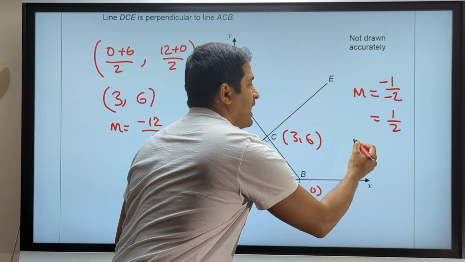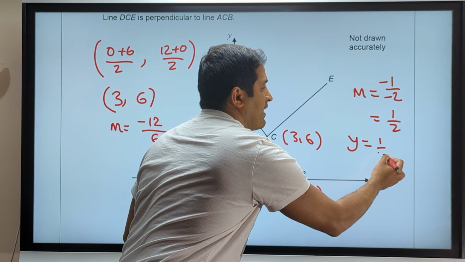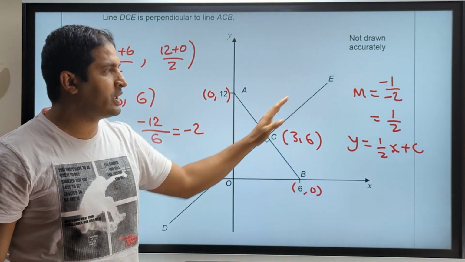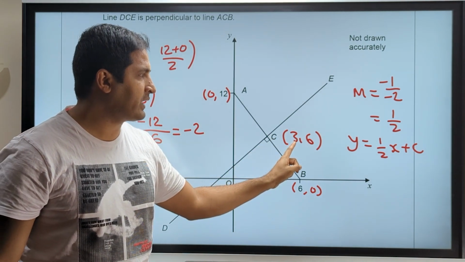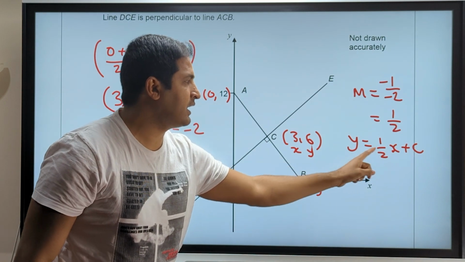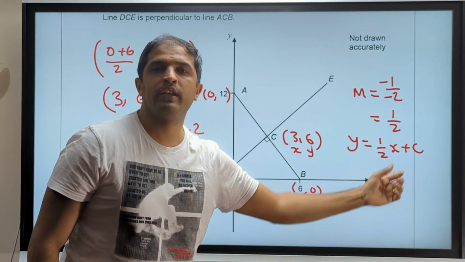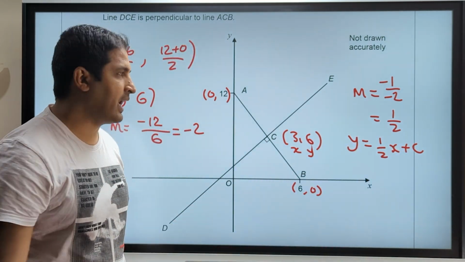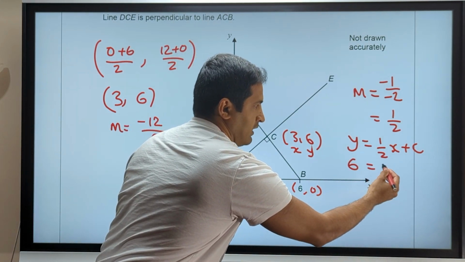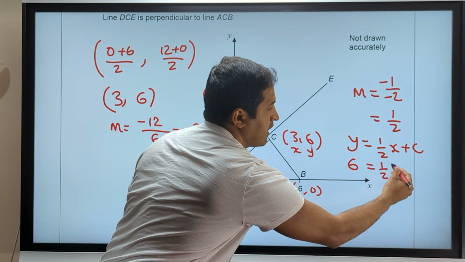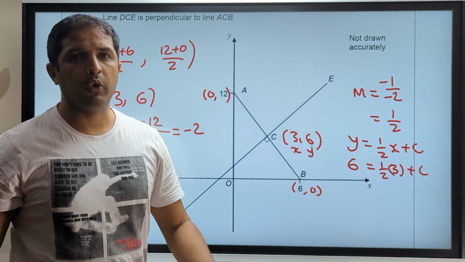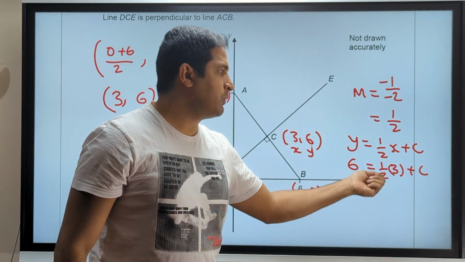So we can write it down saying y is equal to half x plus c. But we know one of the points on this line, so we're going to use that, where the x value is 3 and the y value is 6. So when x is 3, y is going to be 6. So what is the value of c? That's what we're trying to work out here. So we substitute those in. 6 is equal to half of 3 plus c. Half of 3 would be 3 over 2, which is 1.5.